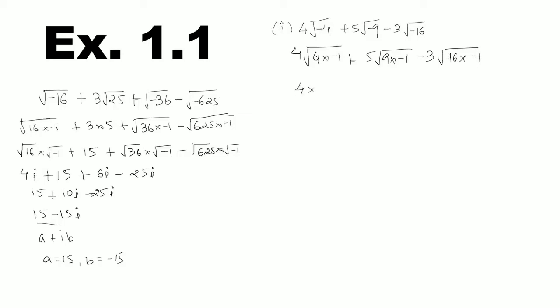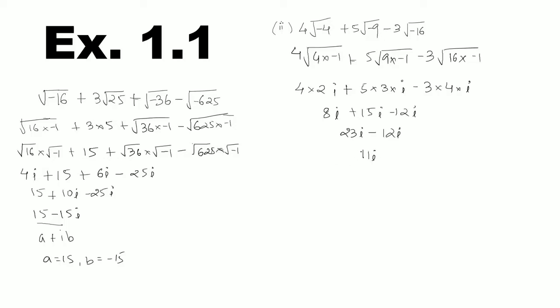So square root of 4 is 2, root of minus 1 is I. I have written here directly plus 5 into root of 9 is 3, root of minus 1 is I, minus of 3 into root of 16 is 4, root of minus 1 is I. So this gives us 8i plus 15i minus of 12i. 8 plus 15, 23i, minus of 12i, and this becomes 11i.